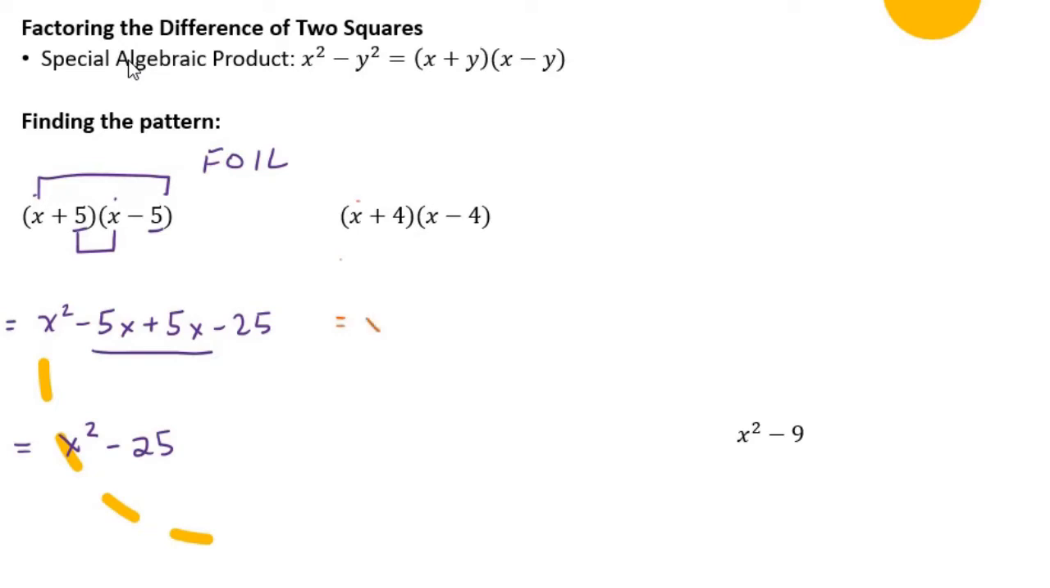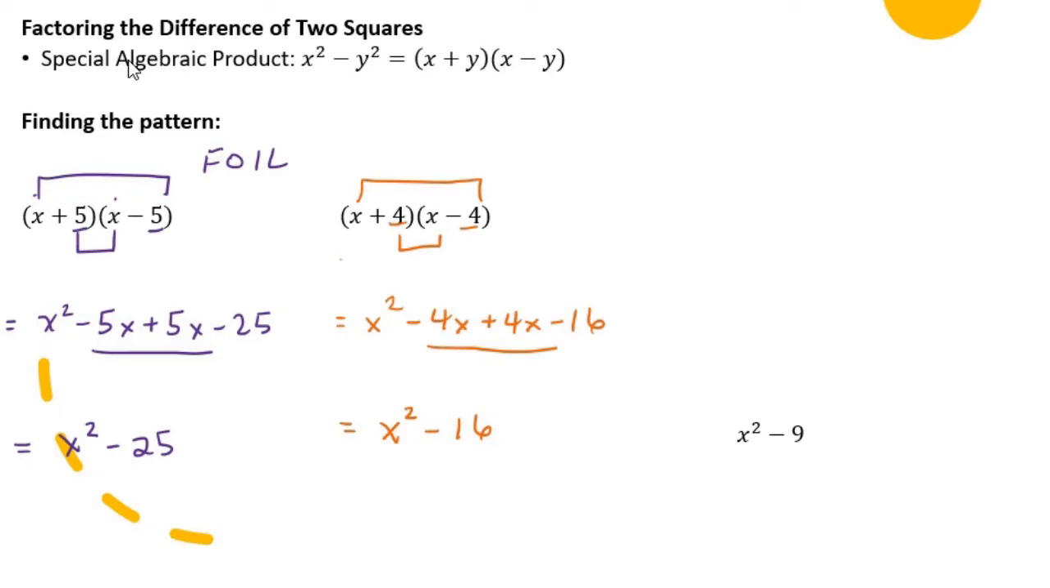First, x times x is x squared. Outside, x times negative 4 gives me negative 4x. Inside, 4 times x gives me positive 4x. And finally, the last two, positive 4 times negative 4 is negative 16. Once again, the middle two terms are like, and they sum to 0. And we're left with just x squared minus 16.